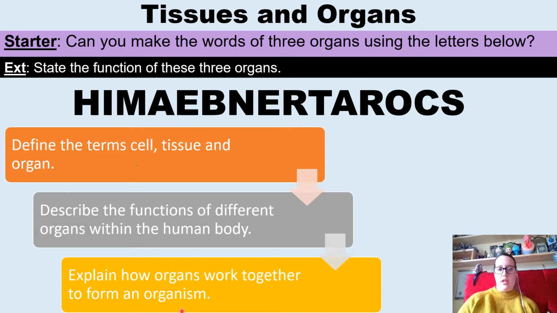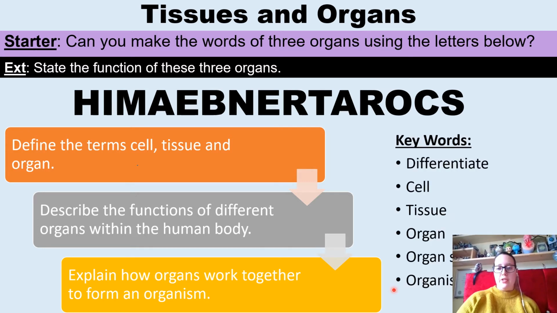Today we are going to define the terms cell, tissue and organ, describe the functions of different organs within the human body, and explain how the organs work together to form an organism. Your keywords are differentiate, cell, tissue, organ, organ system, and organism.